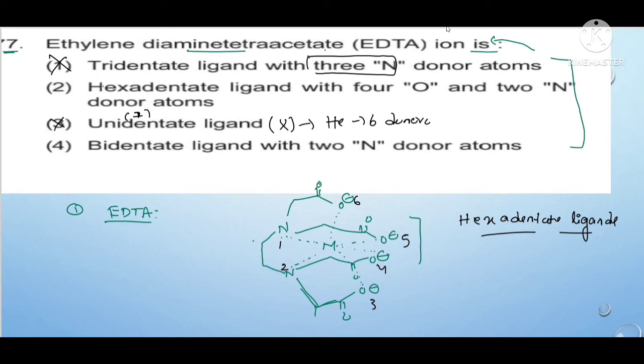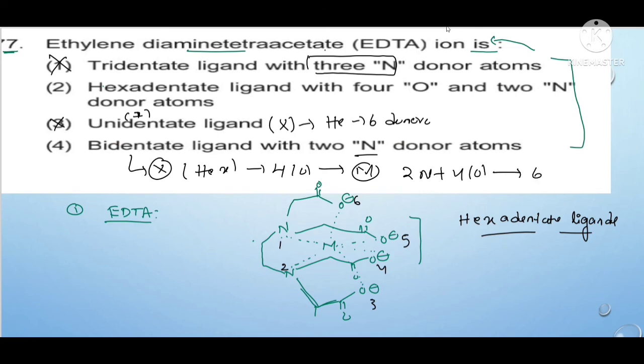Now let us verify the fourth option: bidentate ligand with 2 donor atoms. This is not correct. EDTA is not a bidentate ligand. It is hexadentate. Why? Because the other 4 oxygens also donate to the metal. Total 2 nitrogen plus 4 oxygen sites, total 6 donor sites are present. That will be called a hexadentate ligand.